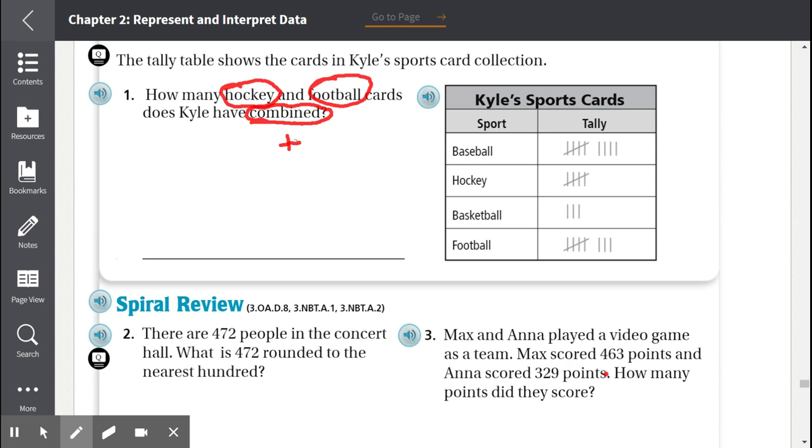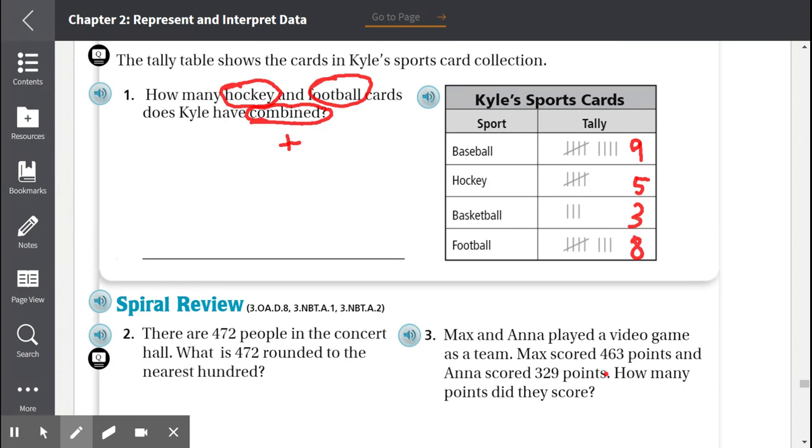So first, let's find out how many hockey cards and football cards Kyle had. So let's count all of them. For baseball, it was 1, 2, 3, 4, 5, 6, 7, 8, 9. For hockey, it was 1, 2, 3, 4, 5. Basketball, 1, 2, 3. Football, 1, 2, 3, 4, 5, 6, 7, 8.